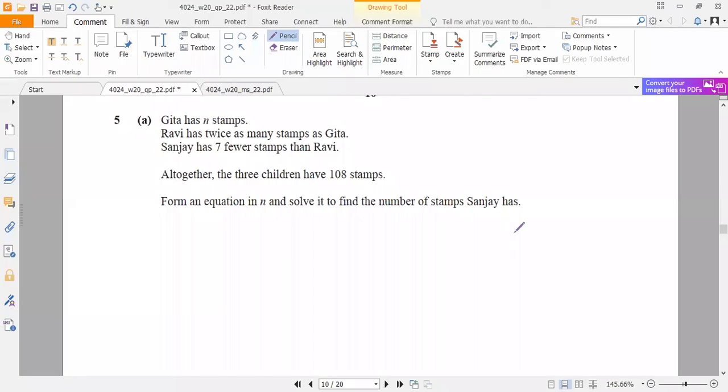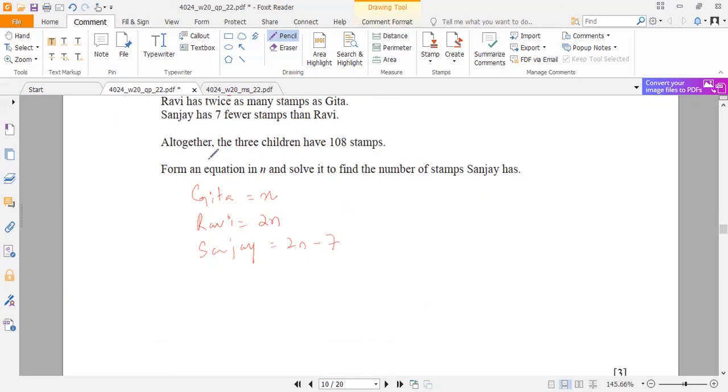In question number 5, Geeta has n stamps. Okay, so Geeta, what is the number of stamps? n. Okay, Ravi has twice as many stamps as Geeta. So if I talk about Ravi, it will be twice, it means 2n. And Sanjay has 7 fewer stamps than Ravi. So it will be 2n minus 7.